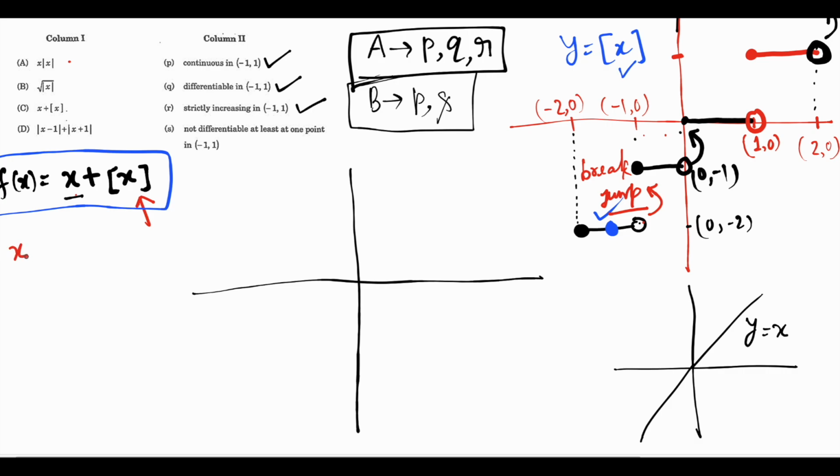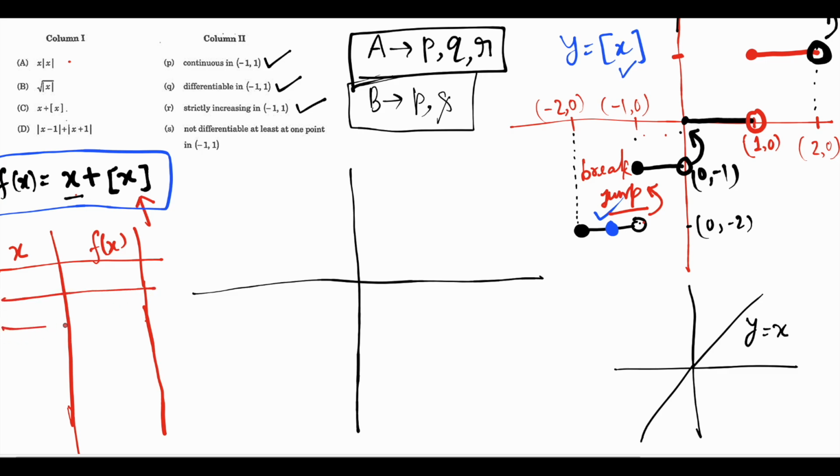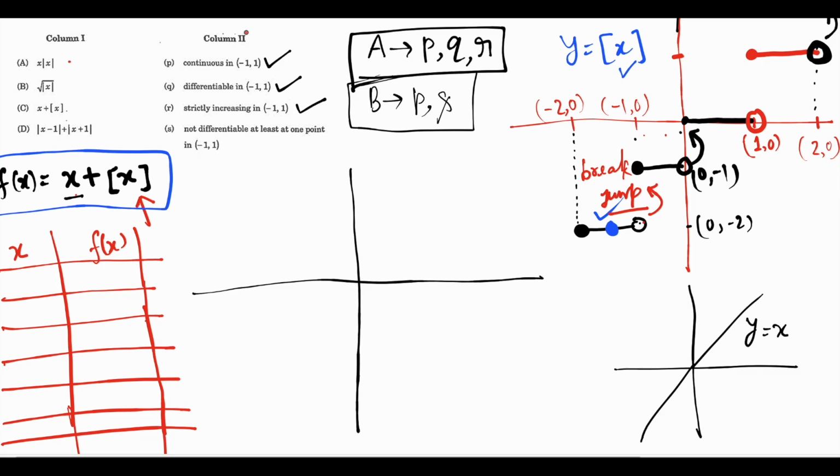Okay, so as of now we have both our functions plotted. We have the floor function plotted. We have the straight line y equal to x plotted. So now we will do one thing. We will try to plot f of x, which is the sum of the floor function and the straight line function. For that we are going to need points, and those points we will be plotting.